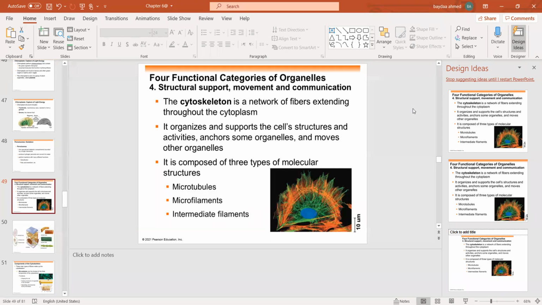On the third stop of our detailed tour of the cell, we are going to discuss the last, fourth functional category of organelles, and this is the cytoskeleton, the structural support that is responsible for movement and communication.